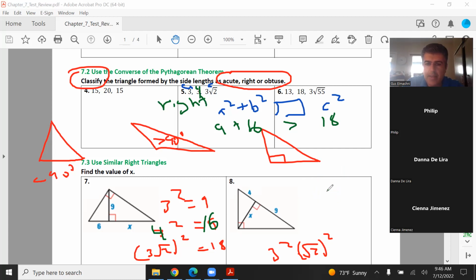Or what if I had my biggest side is like, say, 5. What if I had 3, 3, 5? So now I'm doing 5 squared, which I know is 25. So I have 9 plus 9 and 25. Of course, those are not equal. Now 9 plus 9 is less than 25. When that happens, that's going to be obtuse.